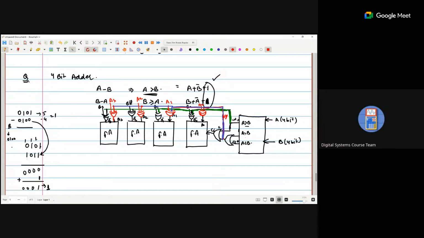Yes, sir. Now from here we are getting S0, S1, S2, S3, C out, C3, C2, C. So this is basically about the combinations. Now, if you have any doubt, you can ask.